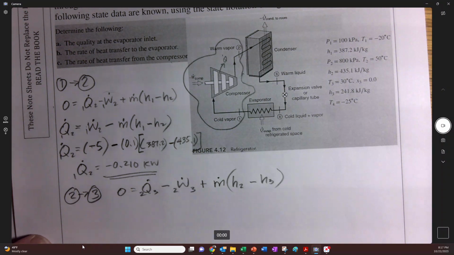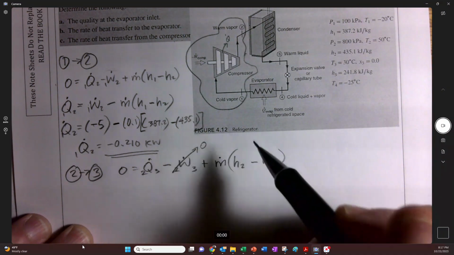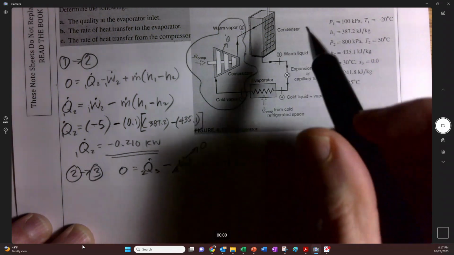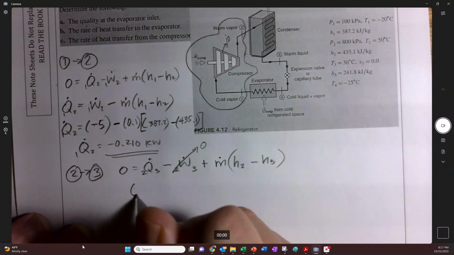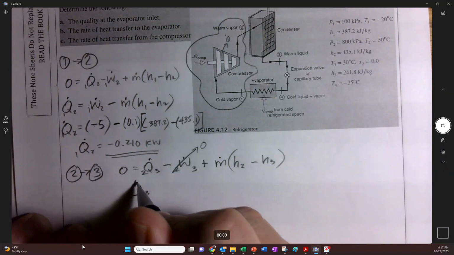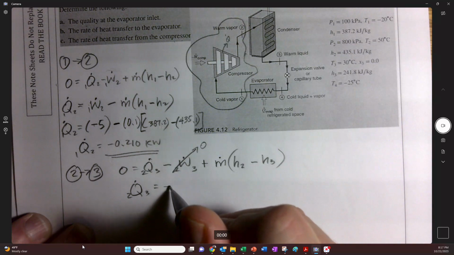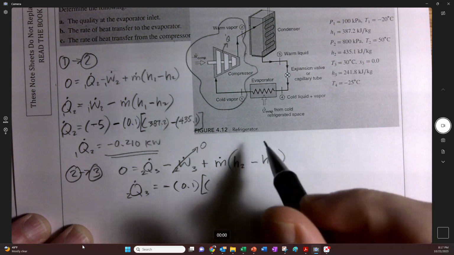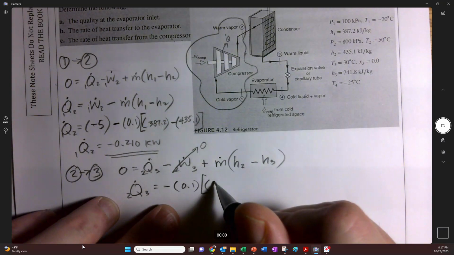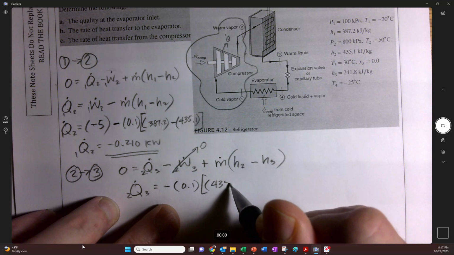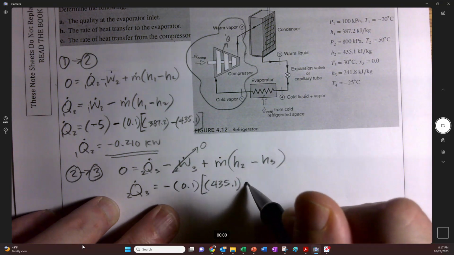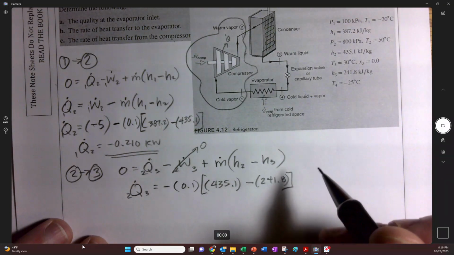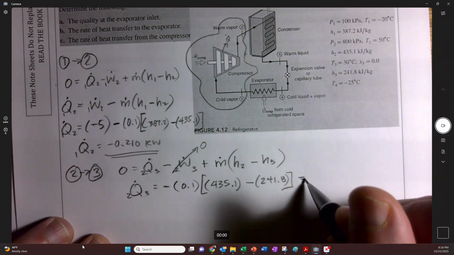And once again, this should end up being a negative, right? Because heat is coming out of it. So if you're going to move it over to the other side, right here, you'd have a minus m dot of 0.1 times your H2, which would be 435.1 minus your 241.8, right? And this should be a negative value.